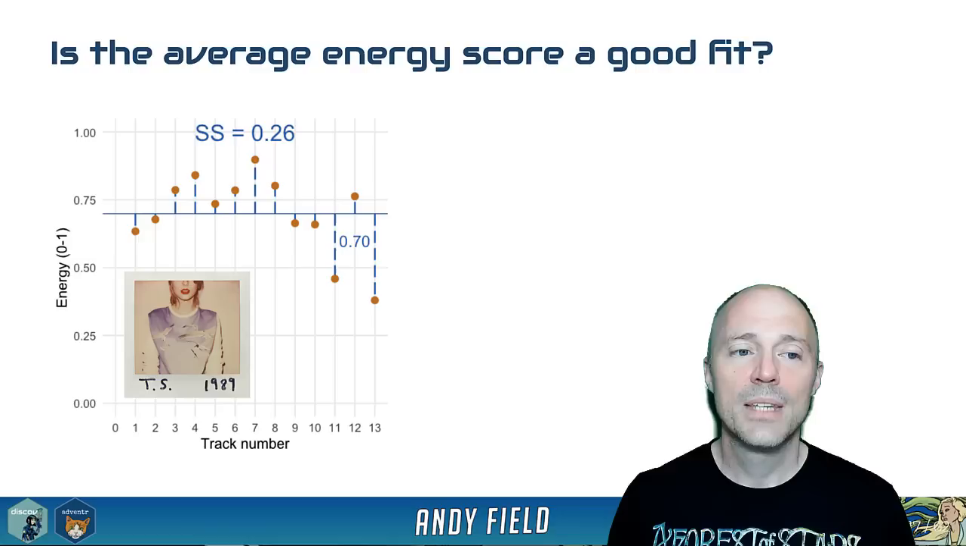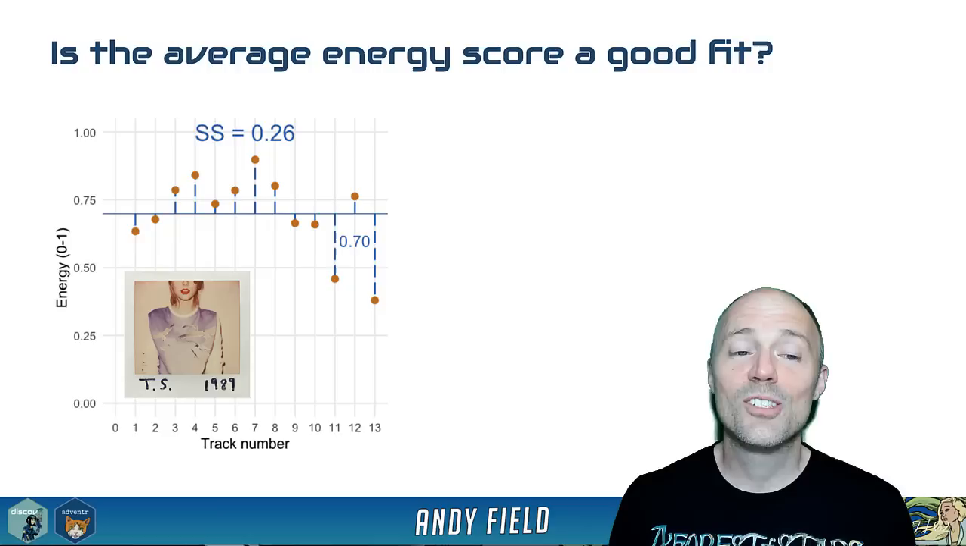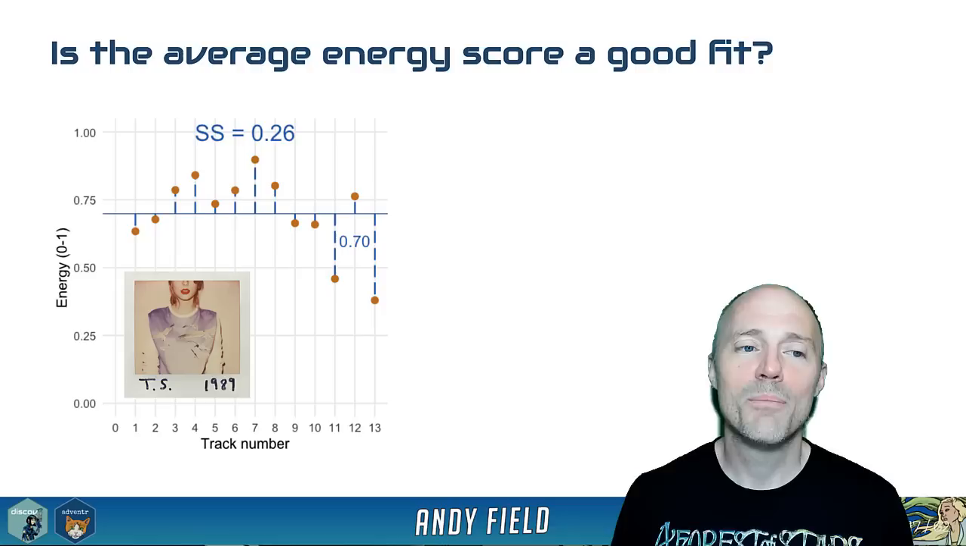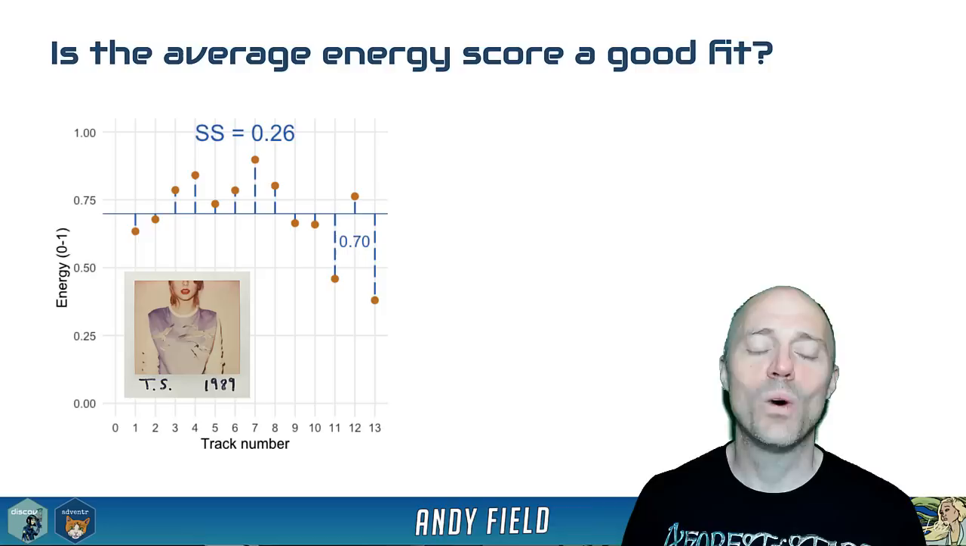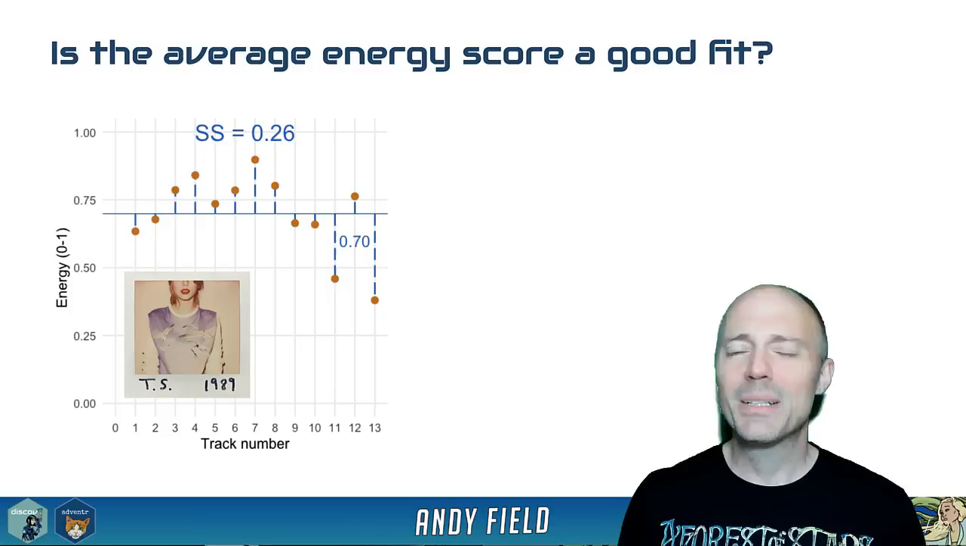We can just take the differences between each score and the predicted value, the mean, and square them and add them up. And in this case, we get a sum of 0.26. It's small because all the energy scores are small. They have to be between zero and one. So great, but does this actually tell us anything? How do we interpret this kind of total error?